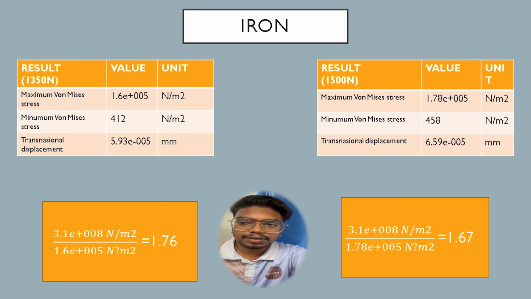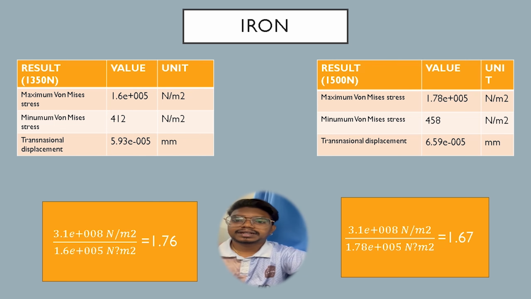The unit is Newton meter square. And then the minimum von Mises stress, we got the value is 458. The unit is the same, which is Newton meter square. And the translational displacement, the value is 6.59 e minus 0.05. The unit is mm.